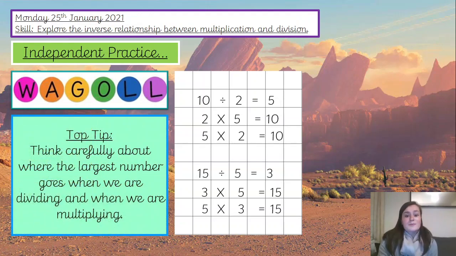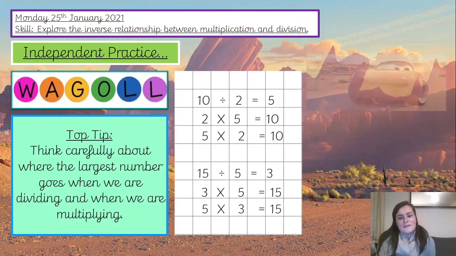So top tip as well, make sure you think carefully about where the largest number, the biggest number goes when we are dividing. When we're dividing, where does it go? At the beginning. And when we are multiplying, it needs to go at the end. Well done if you said that.